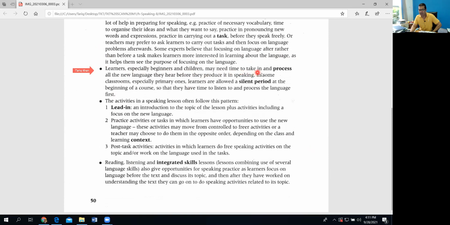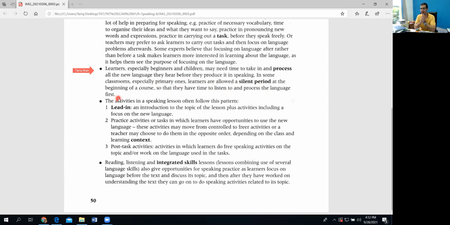may need time to take in and process all the new language they hear before they produce it in speaking. Now, those children, because it's their second language, they need time to process that in their mind before producing it. So they cannot be very quickly picking it up, okay? In some classrooms, especially primary ones, learners are allowed a silent period at the beginning of a course so that they have time to listen to and process the language first.